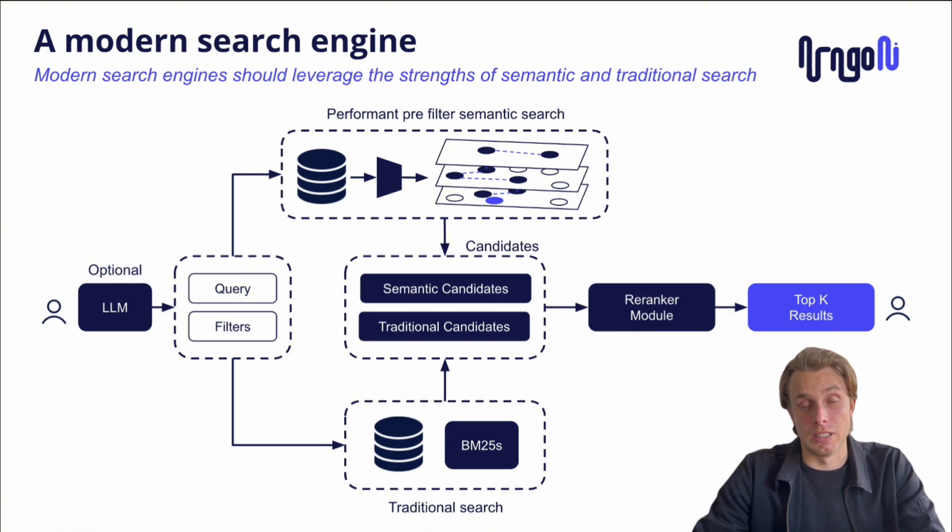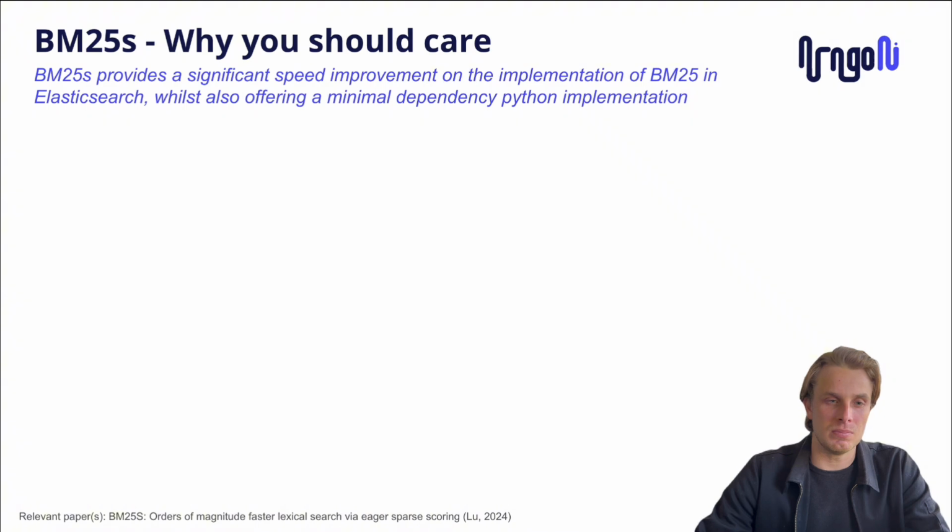So let's say we're not increasing speed, but we're increasing the quality of results. Then it's quite likely that this is going to translate into a better experience for your user and associated down funnel metrics. So with that overview, with that motivation, let's now move into the deep dive on BM25s.